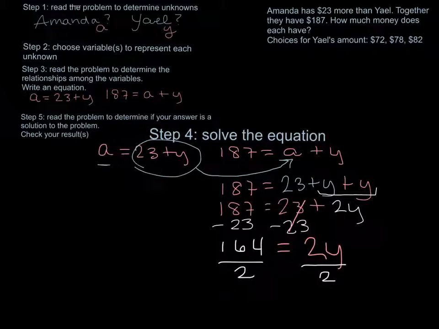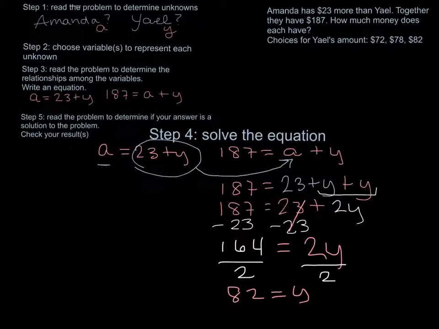Now in order to isolate the y, in order to get it by itself, I'm going to divide by 2 on the right side. And whatever I do to one side, I've got to do to the other, and so I'm going to divide by 2 on the other side. So my final solution for y is 82.